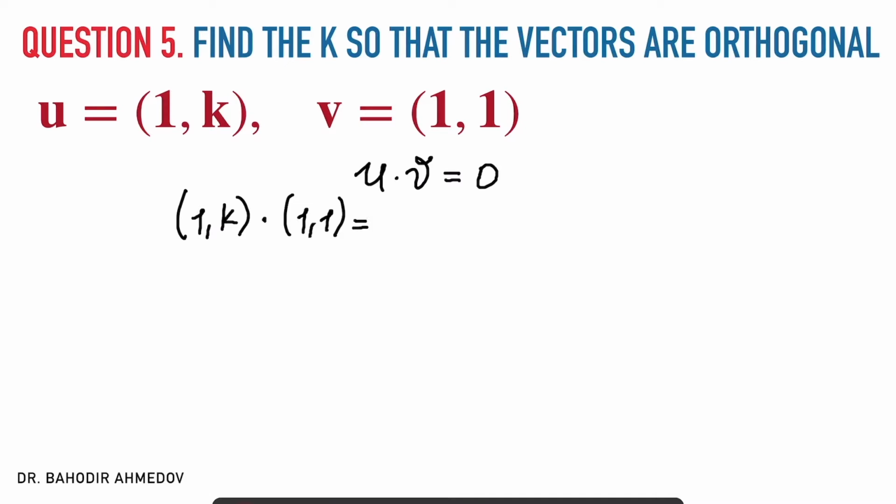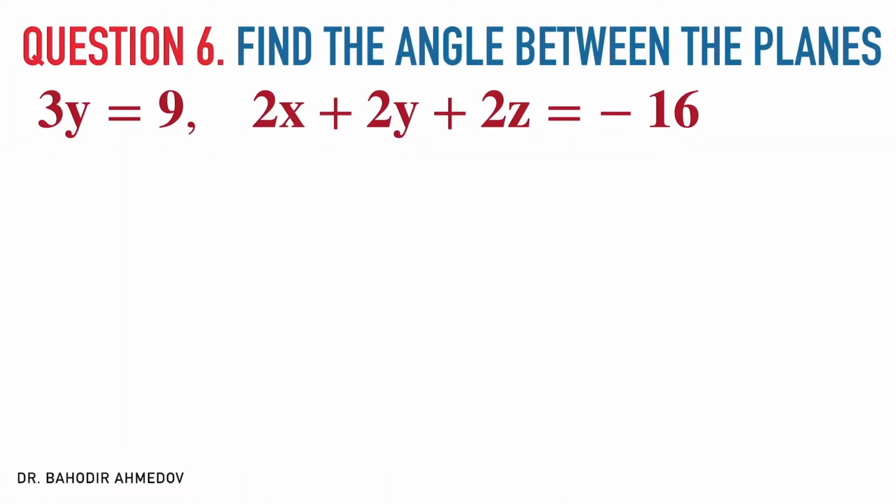When you multiply the two vectors as a dot product, you have to multiply their components correspondingly. So it's going to be 1 times 1 plus k times 1 equals 0, where then k is going to be equal to minus 1. Well, so for the value of k equal to minus 1, the dot product of the two vectors is equal to 0. Consequently, they become orthogonal.